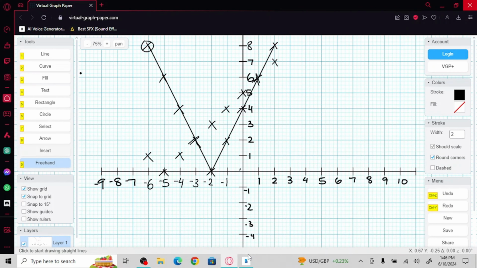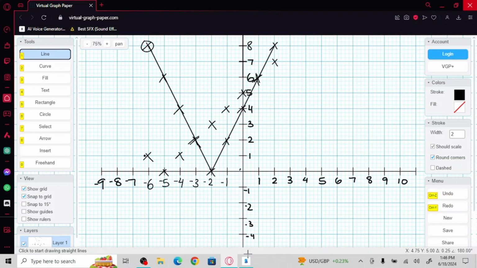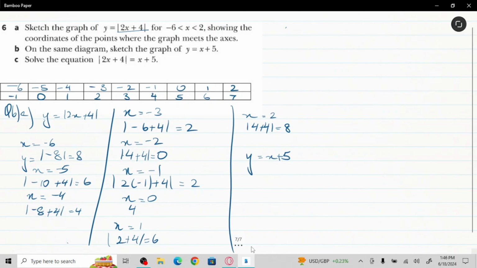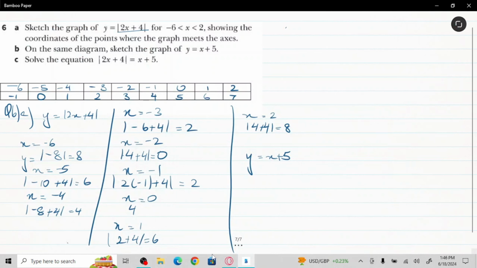Okay, so if we just draw a line here, we draw a line from here and up till here. Okay, I know there are two intersections and no need to worry about those. And after sketching the graph, we have finished the requirement for part B also. However, we have a part C. Here, we have to solve the equation |2x plus 4| is equal to x plus 5.